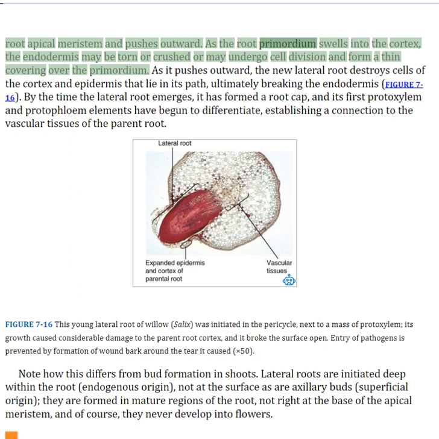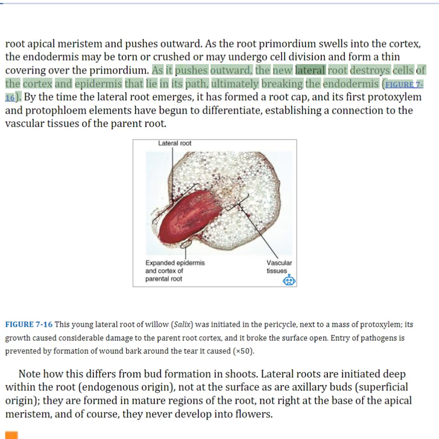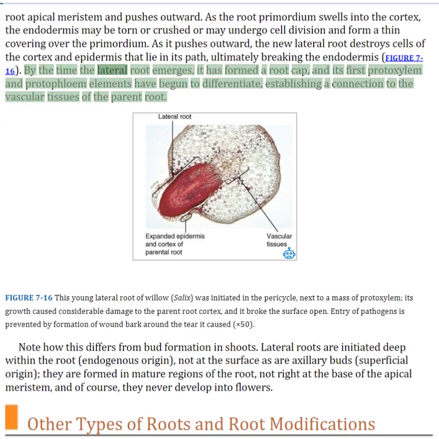As the root primordium swells into the cortex, the endodermis may be torn or crushed or may undergo cell division and form a thin covering over the primordium. As it pushes outward, the new lateral root destroys cells of the cortex and epidermis that lie in its path, ultimately breaking the endodermis. By the time the lateral root emerges, it has formed a root cap, and its first protoxylem and protophloem elements have begun to differentiate, establishing a connection to the vascular tissues of the parent root.